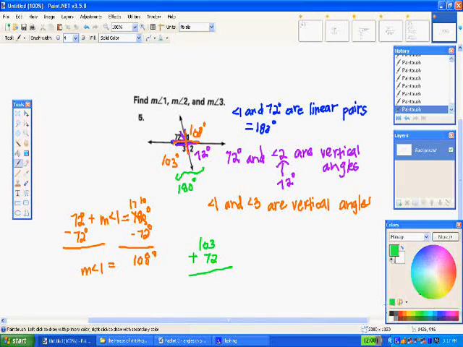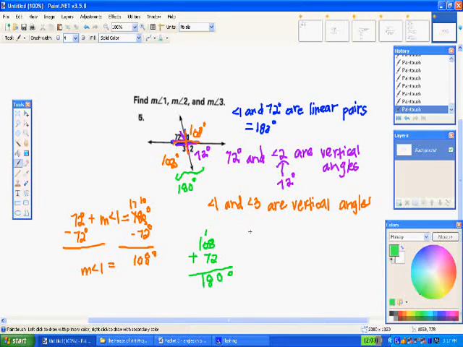Oh, oops, it's supposed to be 108, excuse me. I wrote it wrong, my apologies. So let's fix this. 108 plus 72. Let's make sure that gives us 180 degrees. And it does, so we solved for the measure of angle 1, angle 2, and angle 3 correctly.